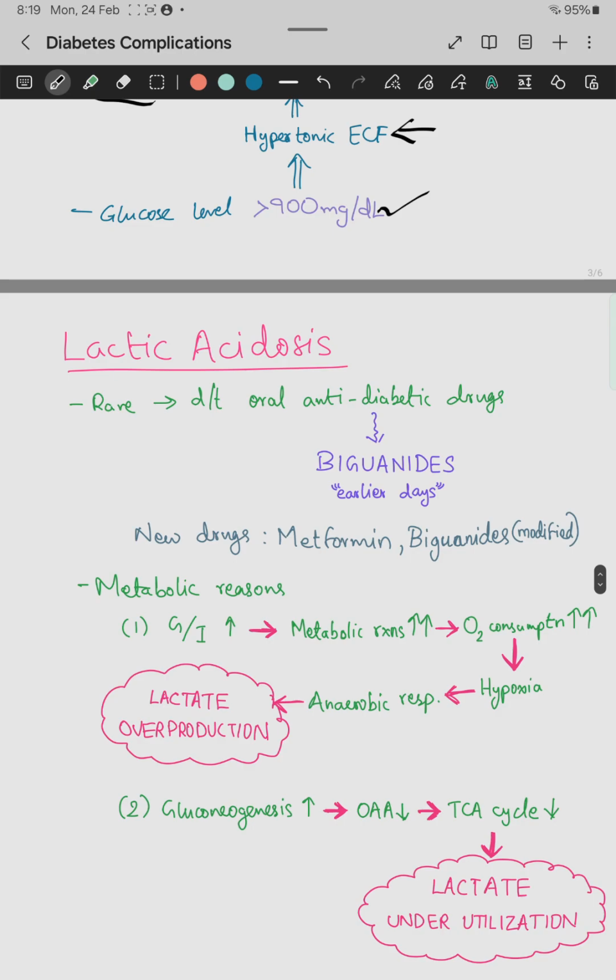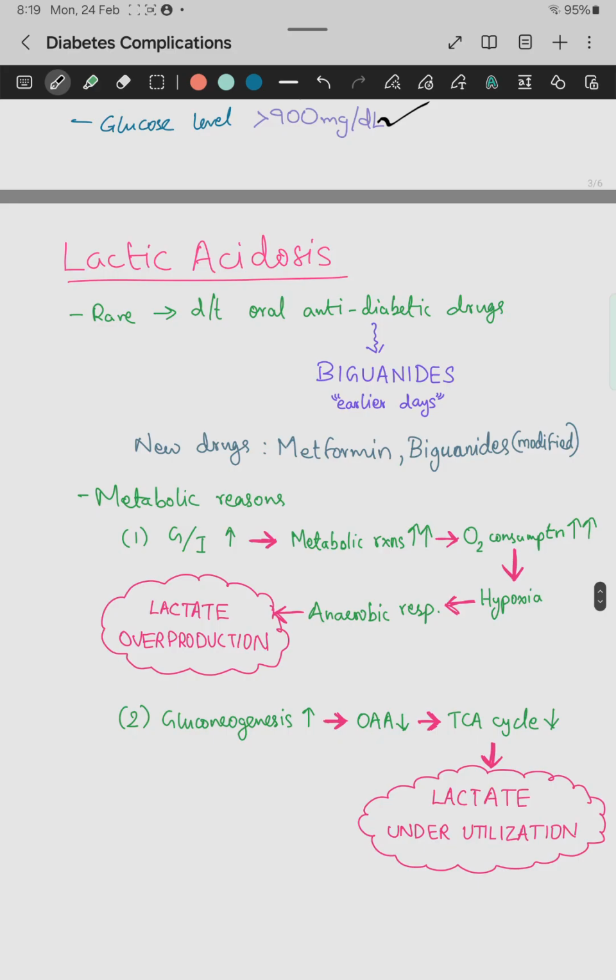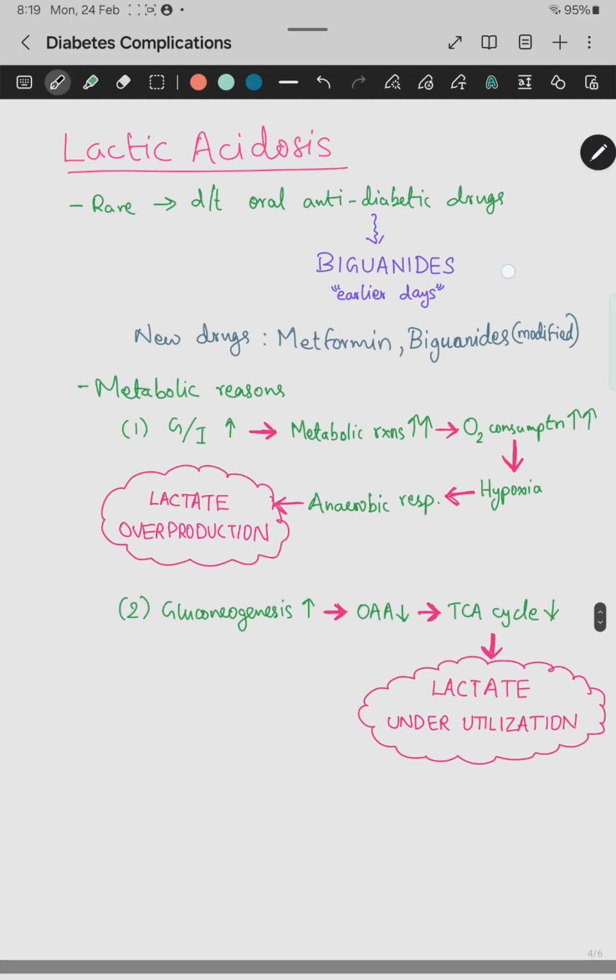Now the third acute complication, that is lactic acidosis. So lactic acidosis is rare, and it is seen due to the oral anti-diabetic drugs biguanides, which were used earlier. So biguanides are oral anti-diabetic drugs, and its earlier versions caused lactic acidosis. Now newer drugs are used instead of the older ones, that is metformin, as the biguanides are modified, so it's a newer version now. So lactic acidosis is rare, and it is due to oral anti-diabetic drugs.